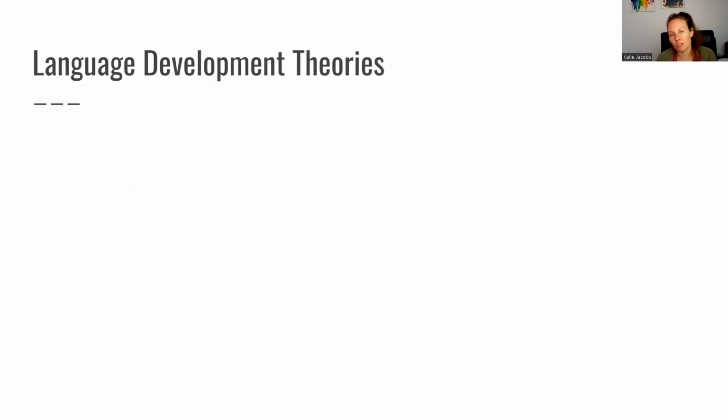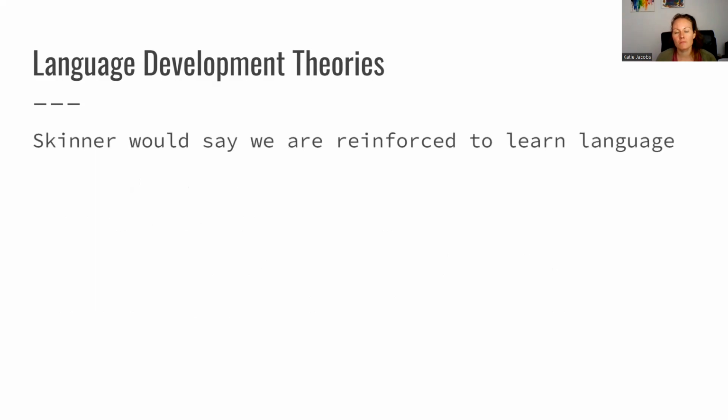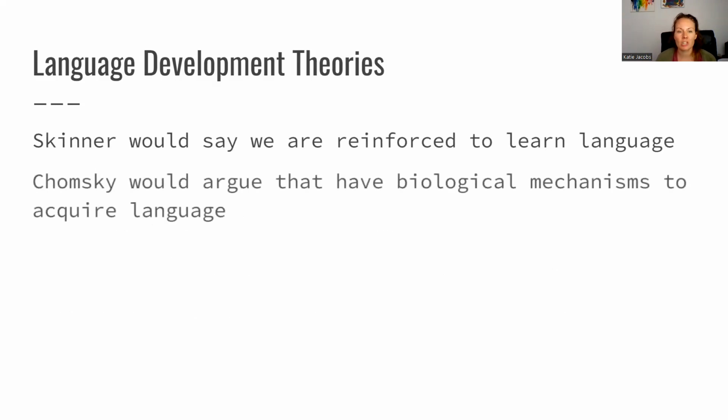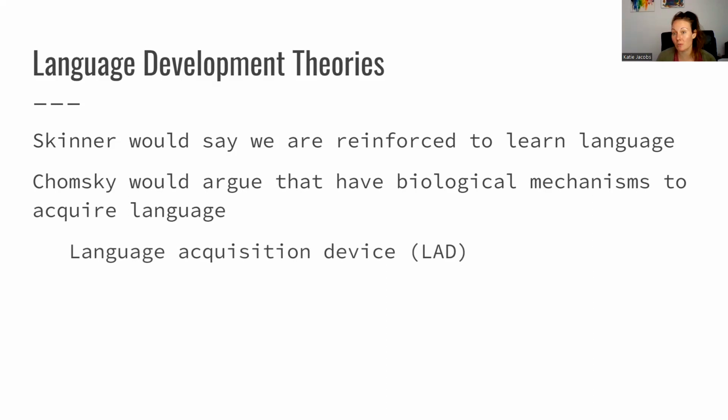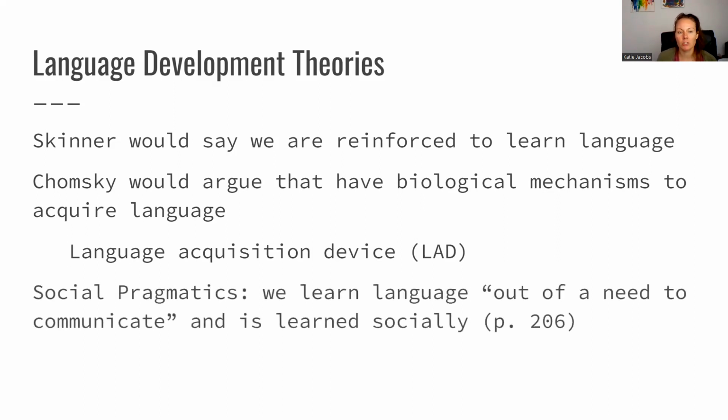There are several different language development theories. B.F. Skinner would say that we're reinforced to learn language. Chomsky would argue that we have biological mechanisms to acquire language, specifically called a language acquisition device, or LAD, which is just, he believed, like a neurological pathway for developing language. And then social pragmatics would say that we learn language out of need to communicate, and we learn it socially.